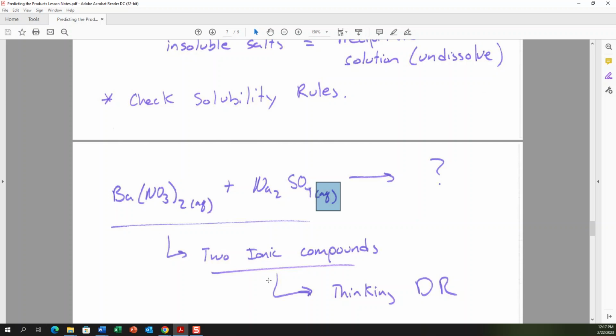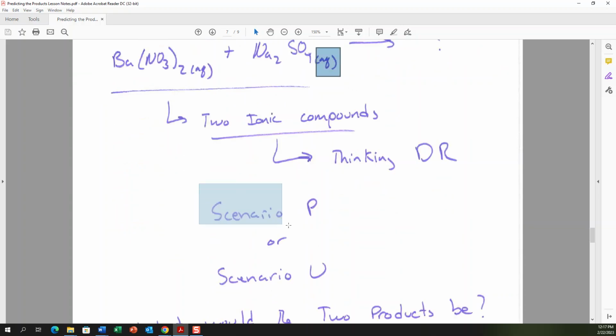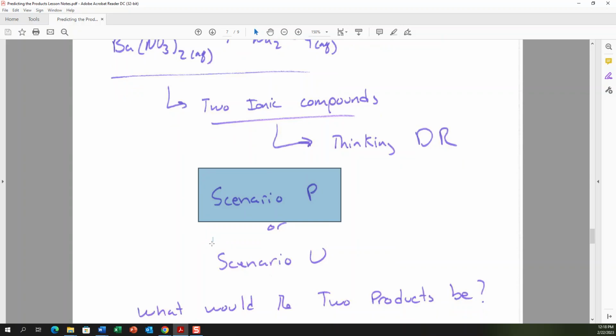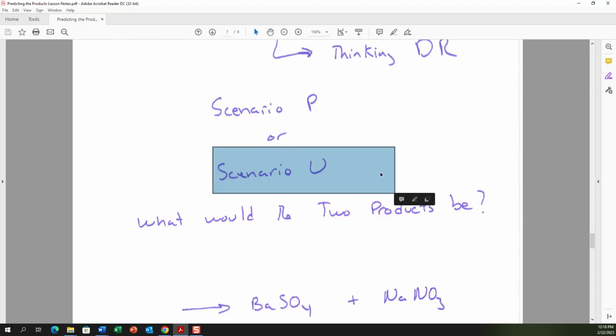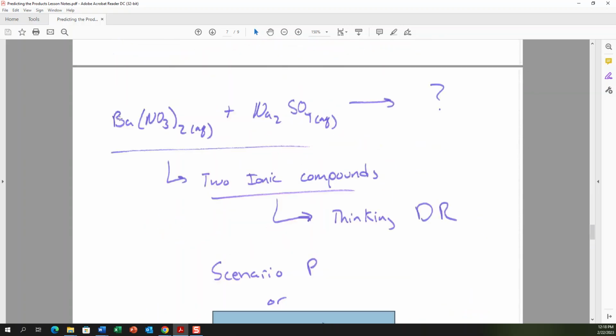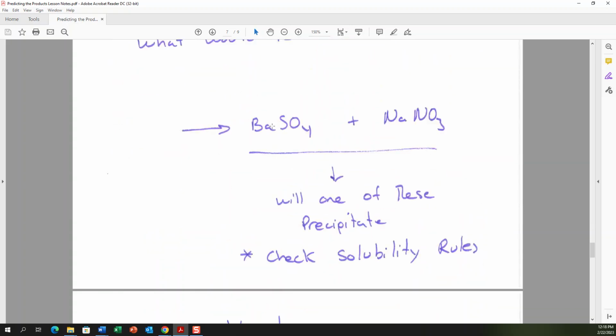So we have two ionic compounds. We should be thinking double replacement. If we looked at our scenarios, it's either double replacement formation of a precipitate, that's scenario P, or no reaction because nothing precipitates out of solution, okay? So we got to figure out what the two products are going to be. So barium paired up with sulfate, so we're going to get barium sulfate, and sodium paired up with nitrate. We got to get the right chemical formulas for that, right? So barium's a 2+ ion, sulfate's a 2- ion, so that's a 1-to-1 ratio. So this is the correct formula for barium sulfate.